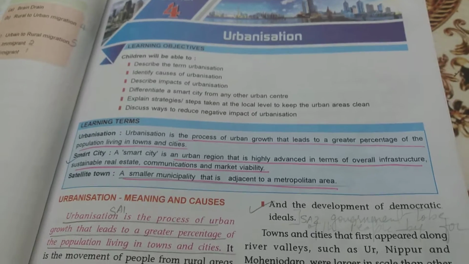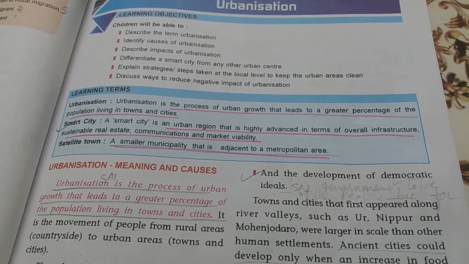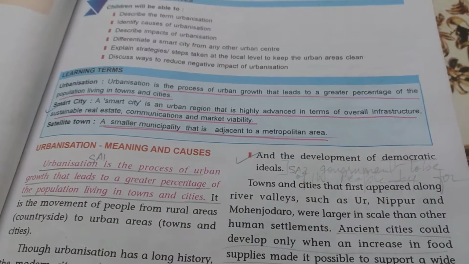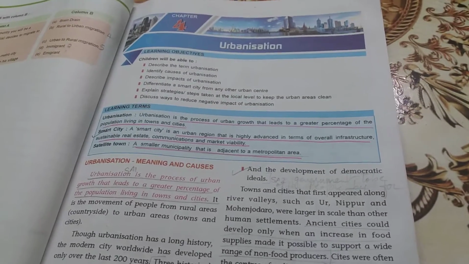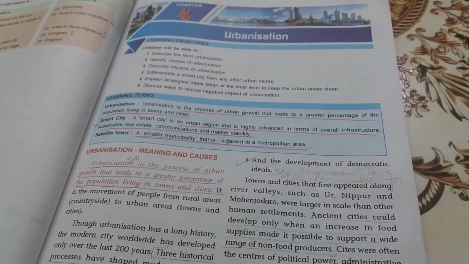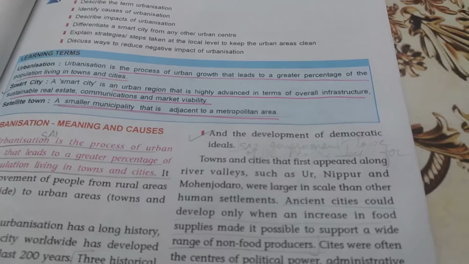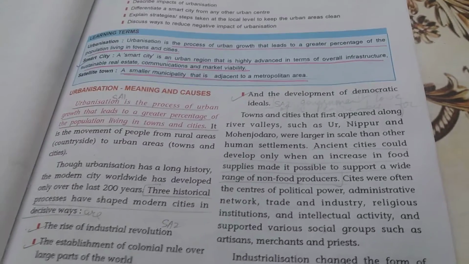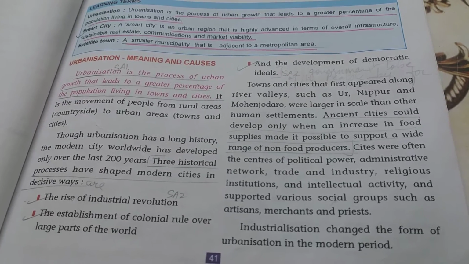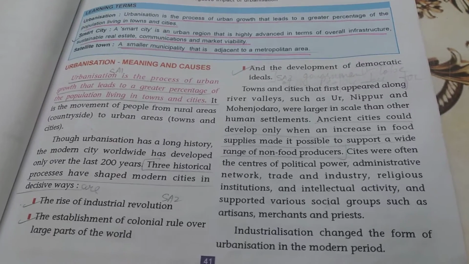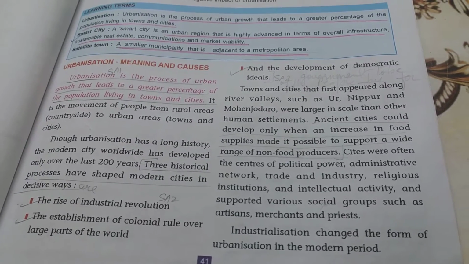Towns and cities that first appeared along river valleys such as Ur, Nippur, and Mohenjo-daro were larger in scale than any other human settlement. Asian cities could develop only when an increase in food supplies made it possible to support a wide range of non-food producers. So in the ancient time we know that there were many farmers. So when the Asian cities had to be established, the people used to see that there is an adequate supply of food.